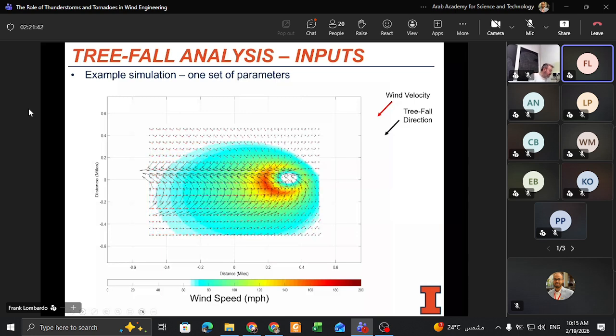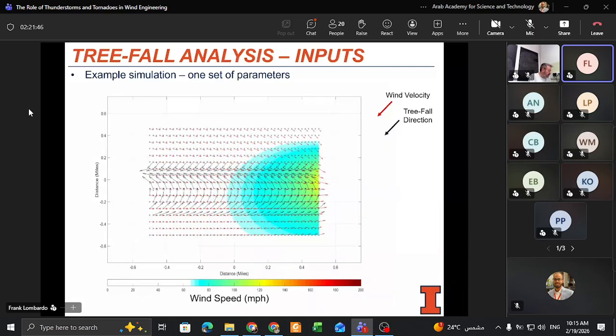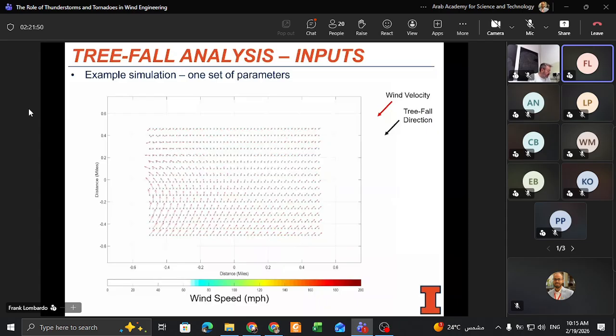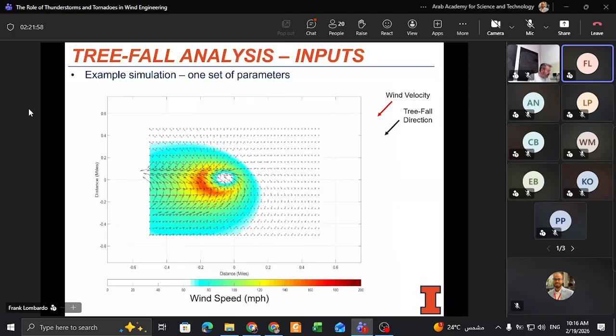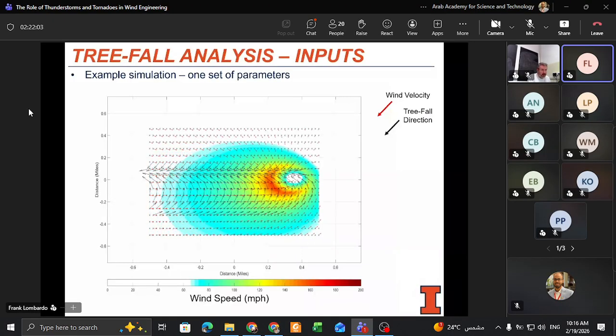And what you can see is that you come up with a tree fall pattern. So in this particular pattern, the tornado is moving from left to right. Some of the tree fall is opposite the direction of translation. As you start to move away from the center, those trees start to fall, at least on the right side of the tornado, because this is the way it's translating, opposite the direction of translation.